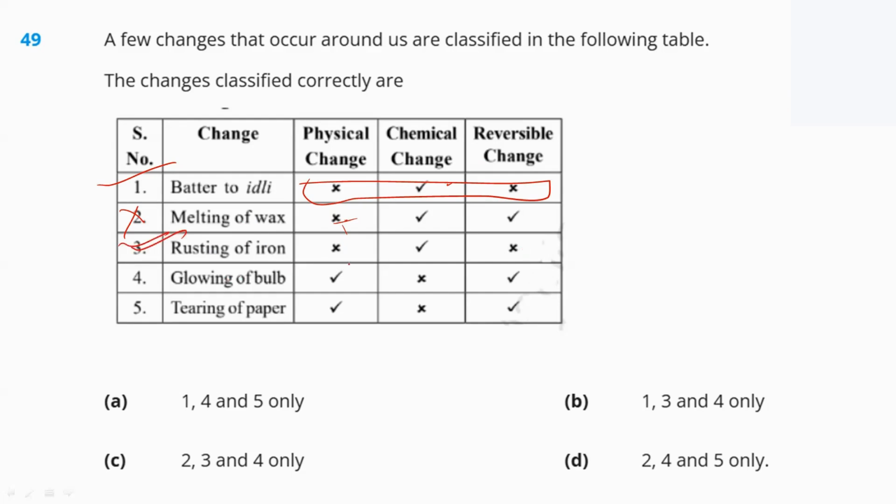Next is glowing of the bulb: physical change, yes. Chemical change, no. Reversible change, yes. So this is also correct. Tearing of paper is a physical change, yes. Chemical change, no. Reversible change, no. This is wrong. So which are the correct matches? 1, 3, and 4. 1, 3, and 4 is option B. So B is our answer for this question.